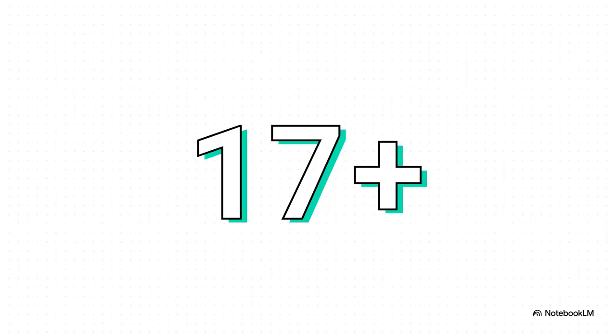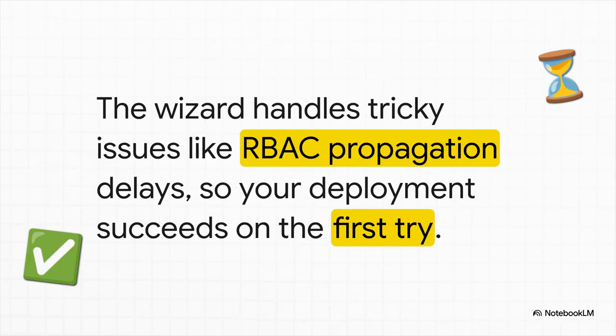But here's the real magic, the stuff happening behind the scenes. This isn't just some dumb script that runs a list of commands. No, under the hood, this wizard is packed with over 17, that's right, 17 plus automated fixes and safeguards. It's built to handle all those common, super frustrating cloud issues that can trip up even the pros. And this is exactly why that's a total game changer.